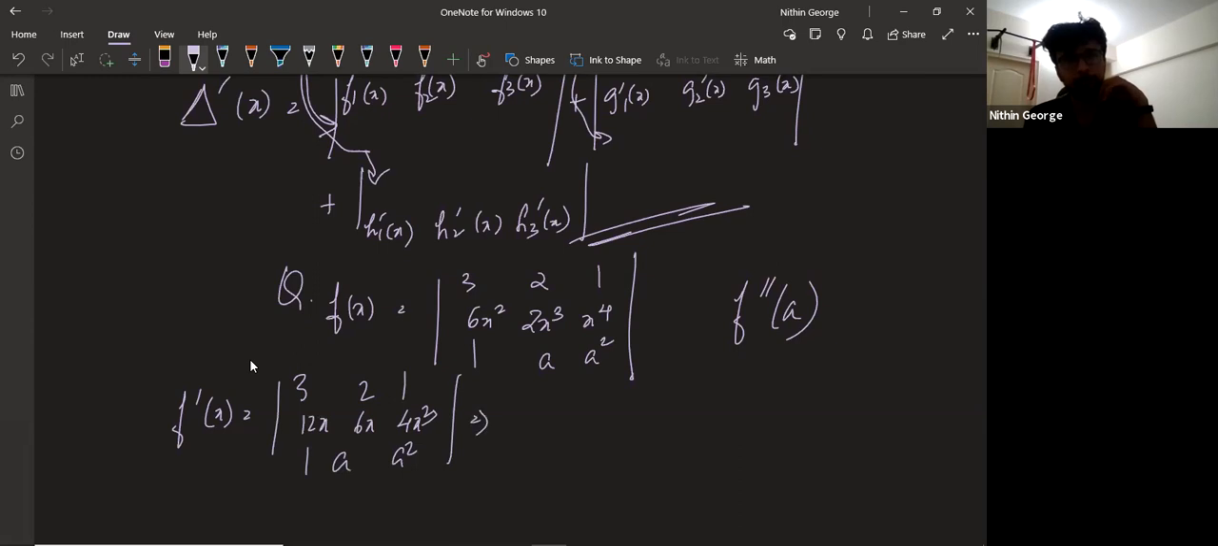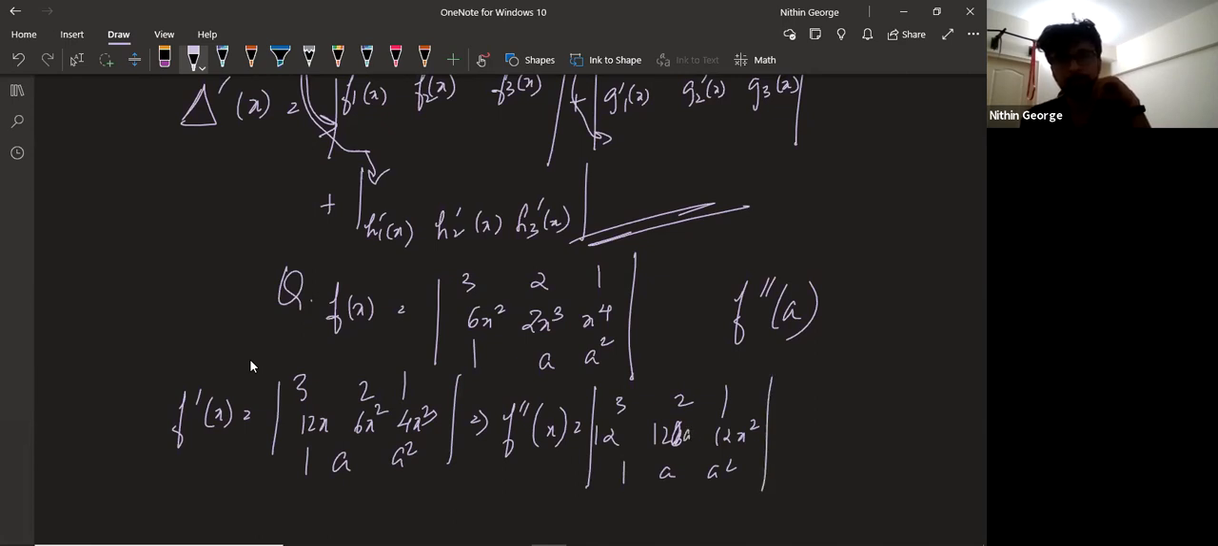Okay. And then what do you do? You differentiate the middle row again. Keep the remaining constant. 3, 2, 1, 1, a square, 12, 6, and 12x square. Here you get 12x, here you get 6x square. Here you get 12 again, and here 12x, and then here you get 12x square. So this is basically 3, 2, 1, and I take 12 common outside.